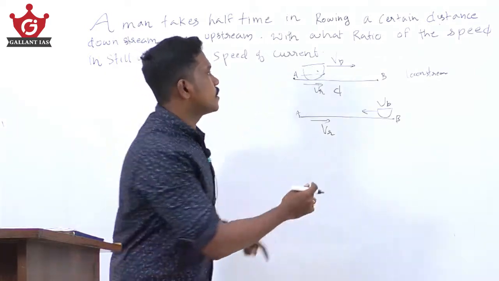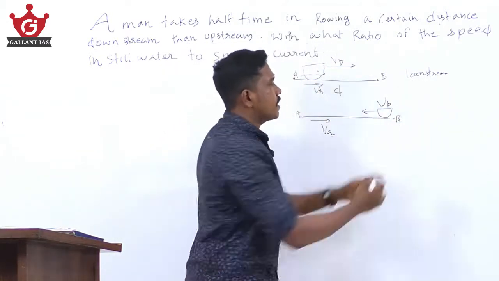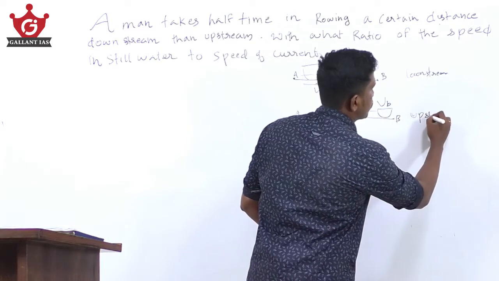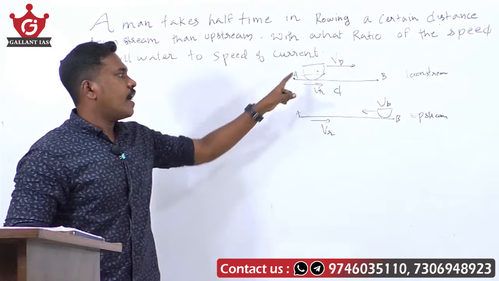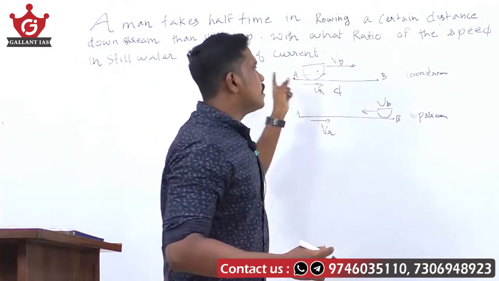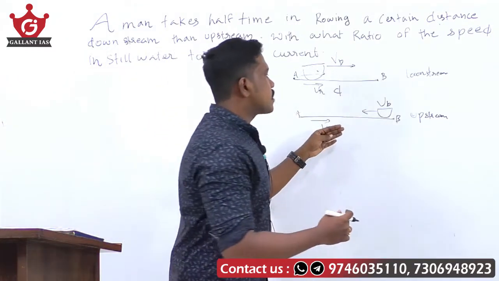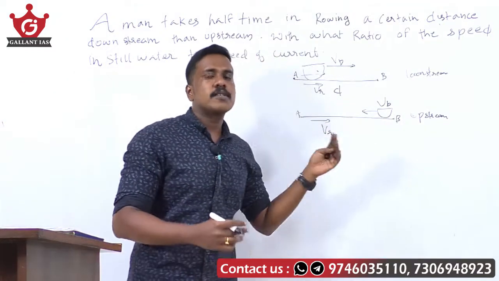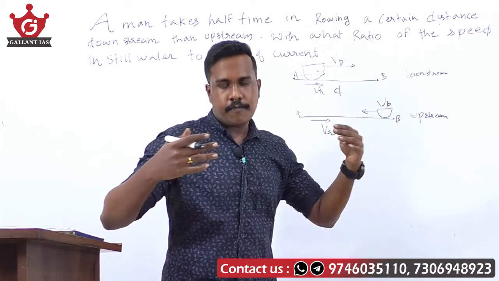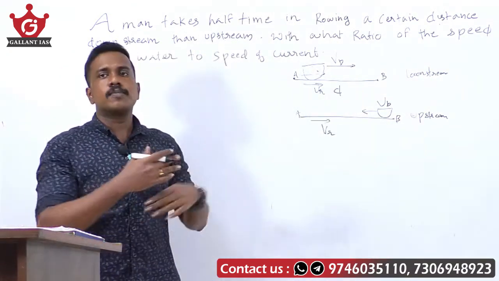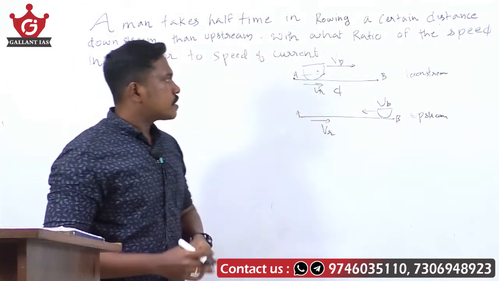Okay, so this condition is known as the upstream condition. Okay, this is downstream and this is upstream condition. So what is the downstream condition? Both the boat as well as the direction of flow of the river are in the same direction. And the upstream condition is when the flow of the river is opposite to the movement of the boat. That is the upstream condition.